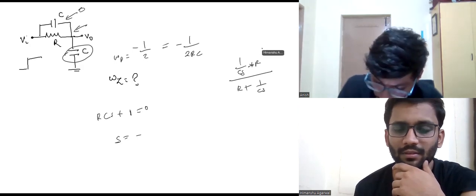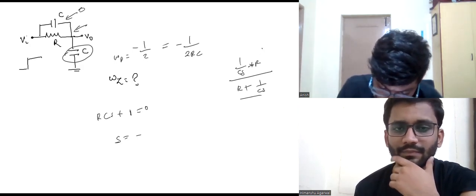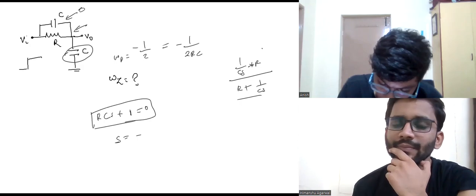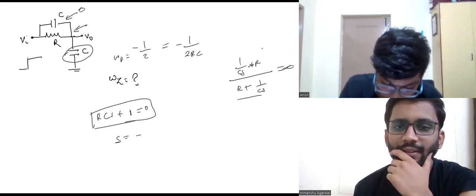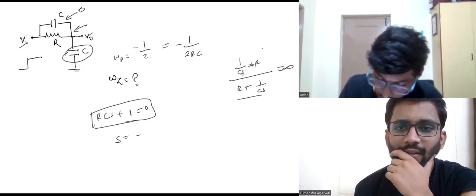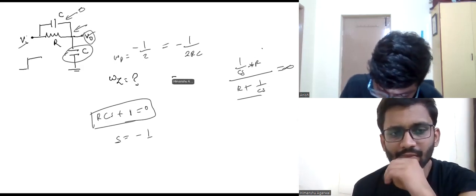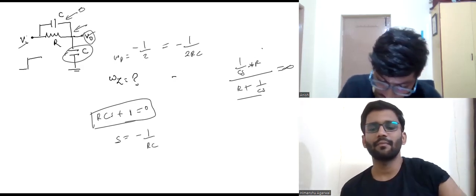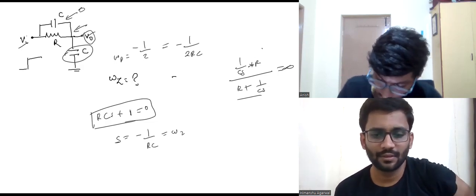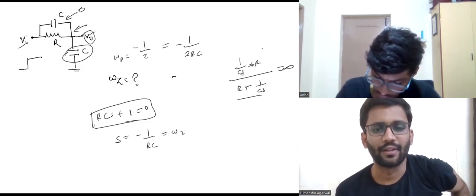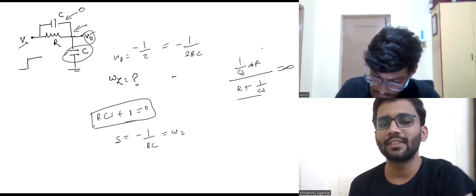So if I write it like this, the denominator will be this one. Now, if you make this 0, this will become infinity. We will break the link between Vo and Vi. So the whole current will be 0, and the output voltage will become 0 also, right? So s will be equal to minus 1 by RC. So in this case, our omega Z will be minus 1 by RC. Okay, great. So now can you write down the transfer function?